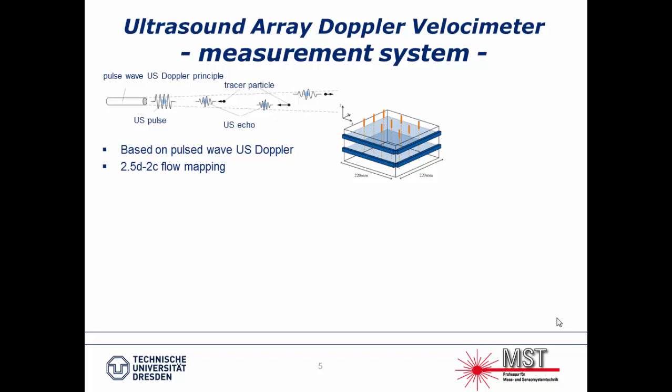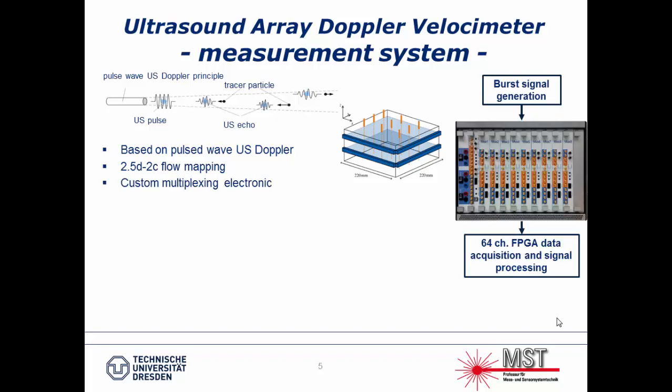About our measurement system to drive these sensors, it's based on pulsed wave ultrasound Doppler. With the sensors in this configuration, we get a 2.5 dimensional two-component flow mapping, and the core, or the heart, of our measurement system is our custom multiplexing electronics, which manages the whole measurement process, which does the timing and which controls everything around it.